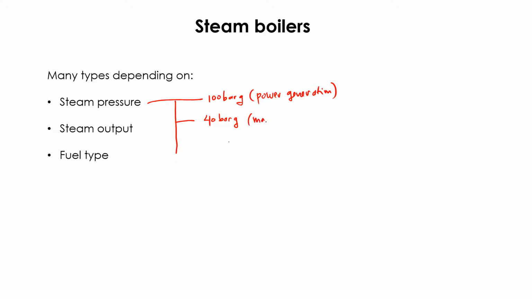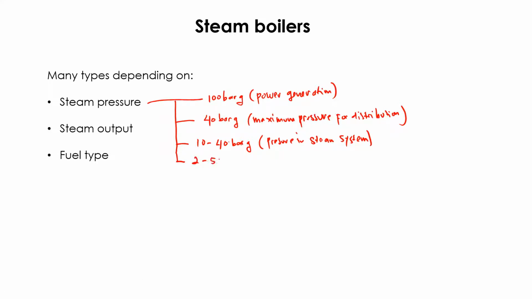So this is basically the maximum pressure for distribution. Then the pressure range of 10 to 40 bar gauge is the operational pressure, more or less the pressure used in the steam system. And lastly, low pressure, which is around 2 to 5 bar gauge, is basically the typical lowest pressure used in the system.